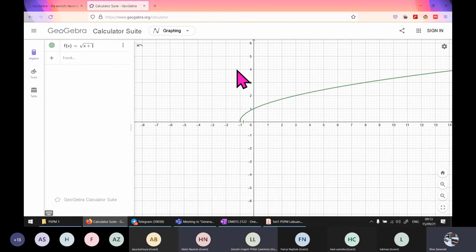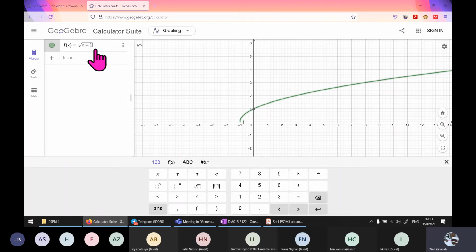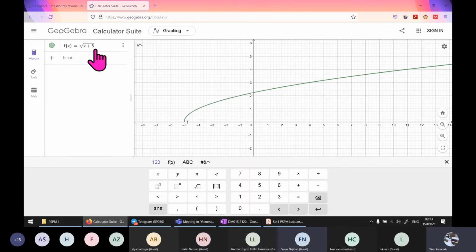Betul. Good. Okay, what do you expect kalau I tukar 1 ni jadi 5? Ke positive side. X plus 5 greater and equal 0. So X greater and equals to negative 5. Macam tu.